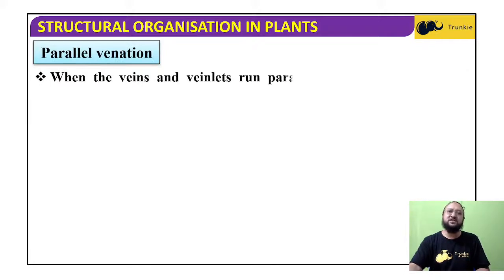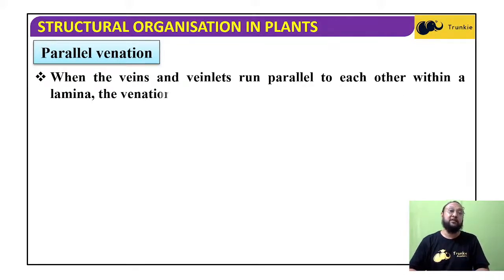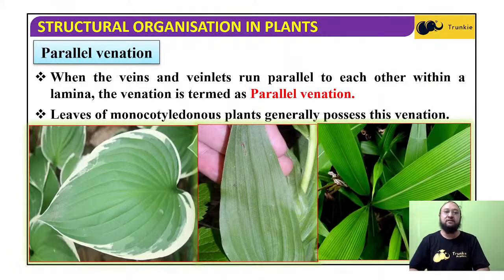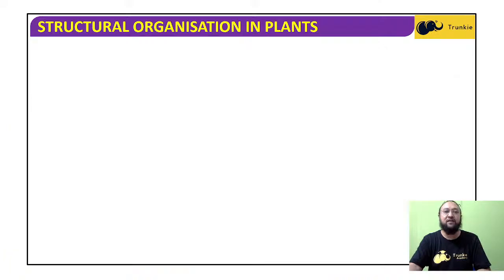Now parallel venation, as we have already studied in previous classes also, is found in monocotyledonous plants. When the veins and veinlets run parallel to each other within a lamina, the venation is termed as parallel. In monocotyledonous plants like maize, rice, grass, wheat, we find the parallel venation. The veins are running parallel to each other. So this is the example of parallel venation.